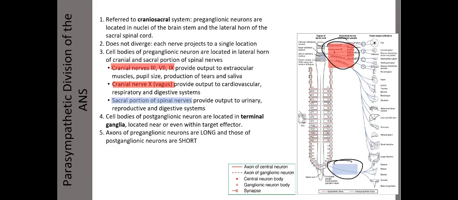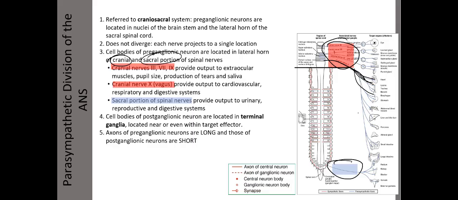As I said before, the axons of the parasympathetic nervous system don't diverge. So each axon goes to a single target organ, right? Cell bodies of the parasympathetic nervous system are housed, as I said, either in the cranial nerves or in the sacral portion of the spinal nerve.